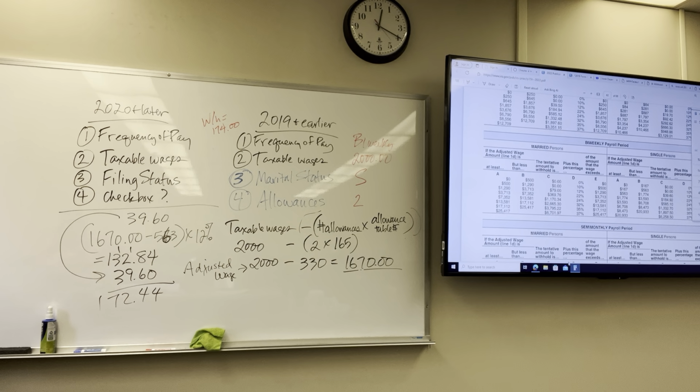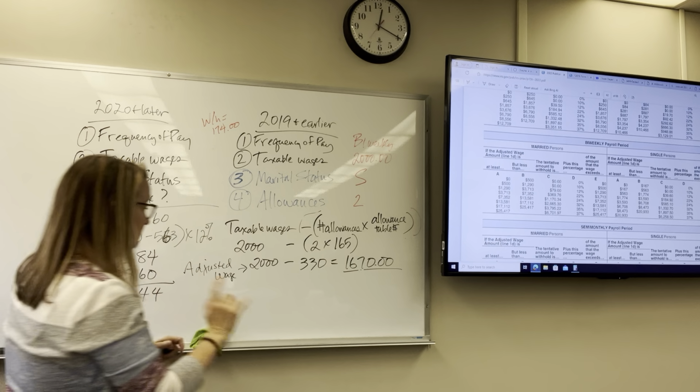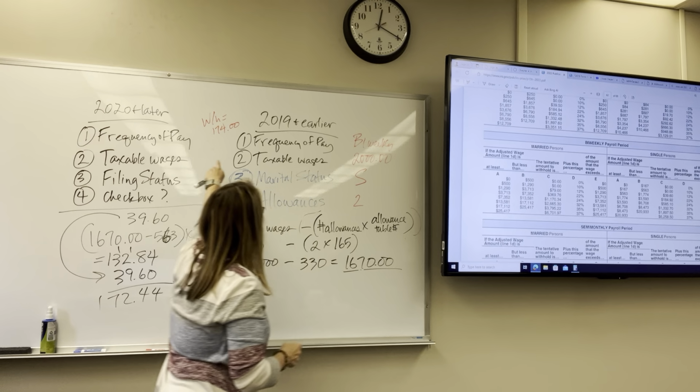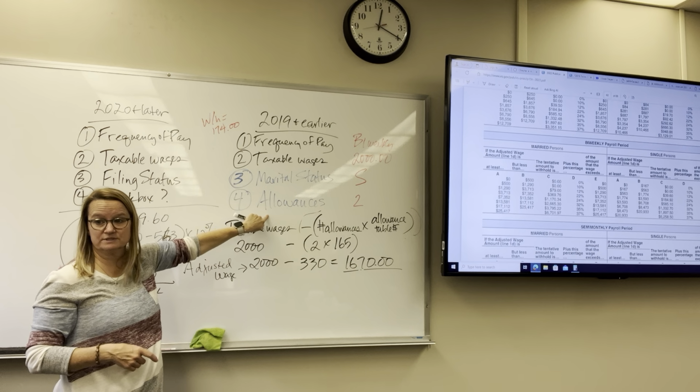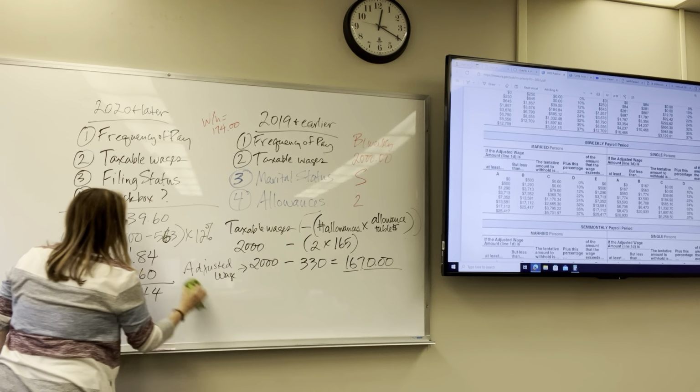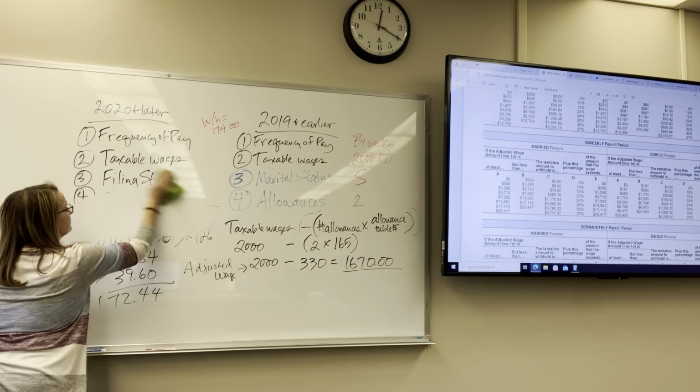Should we do this again? It's almost exactly the same, remember, except you don't have to worry about the checkbox. You do have to be even more careful with the tables because the filing status is listed on them. And you've got to remember that allowance calculation. Let's do one more. I'm going to erase this so I can use it.